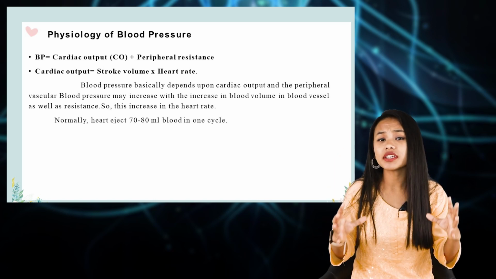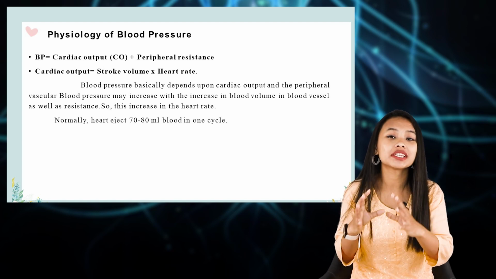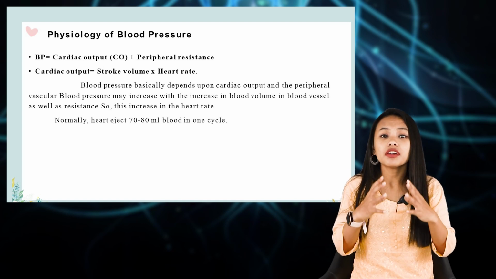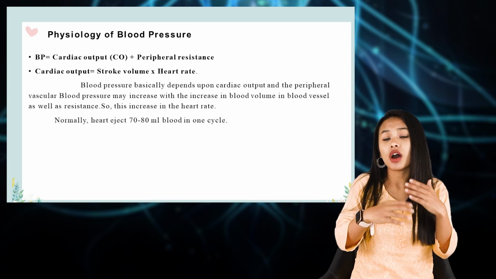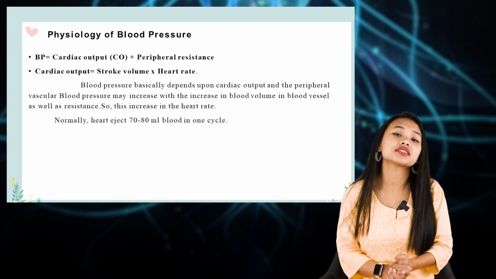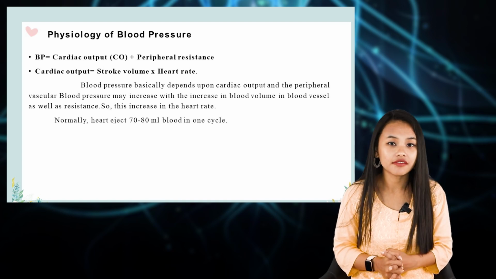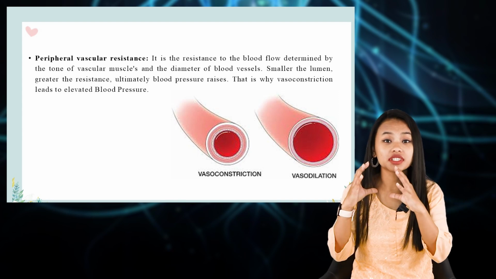So here normally the stroke volume of an individual is 70 to 80 ml. Okay, so here if the stroke volume of an individual is higher or lower than this, then this can lead to fluctuation in the blood pressure of an individual. And then the next one is the peripheral vascular resistance.